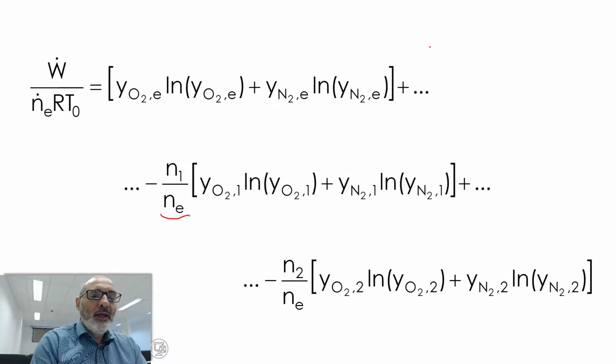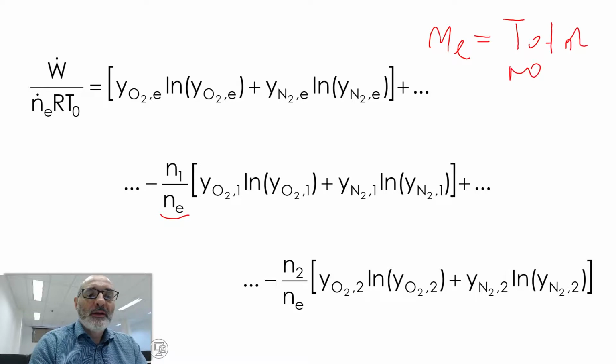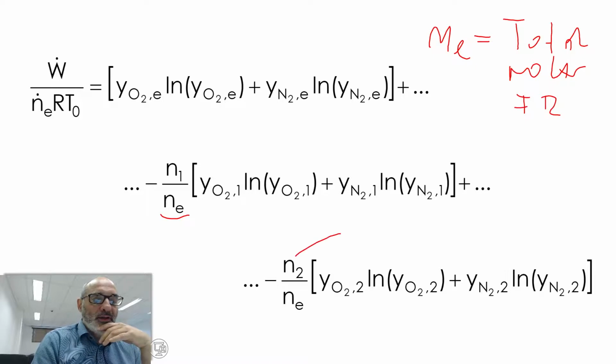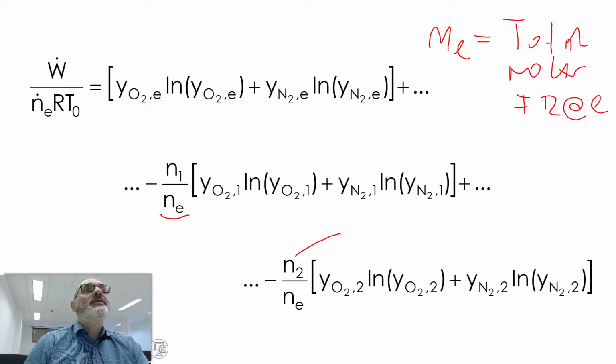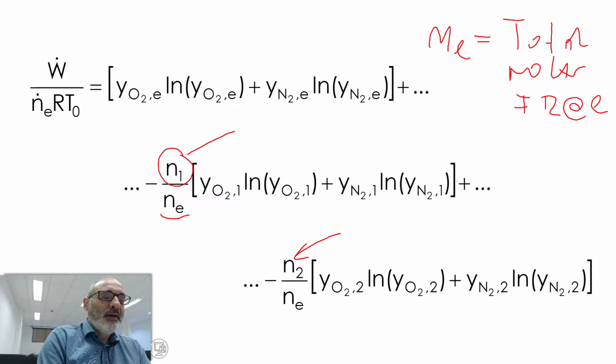NE is the total molar flow rate at the entrance, okay? And N2 is the total molar flow rate at exit 2, and N1, okay, is the total molar flow rate at exit number 1. Just the nomenclature here.